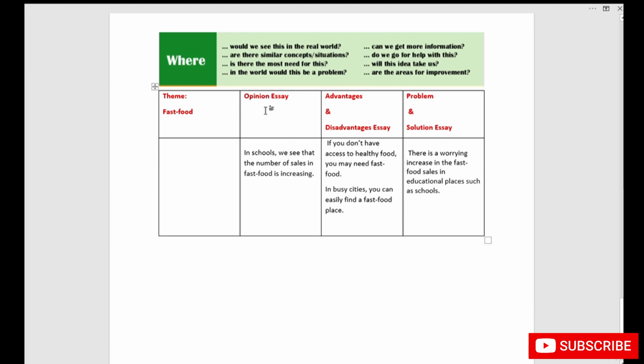Let's look at this question, where in the world would this be a problem? It can go to opinion essay or the problem solution. But for opinion, we can say it becomes a problem in schools where children prefer fast food over healthy food.